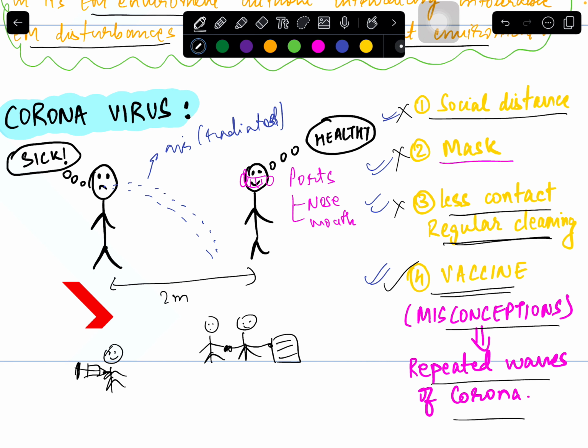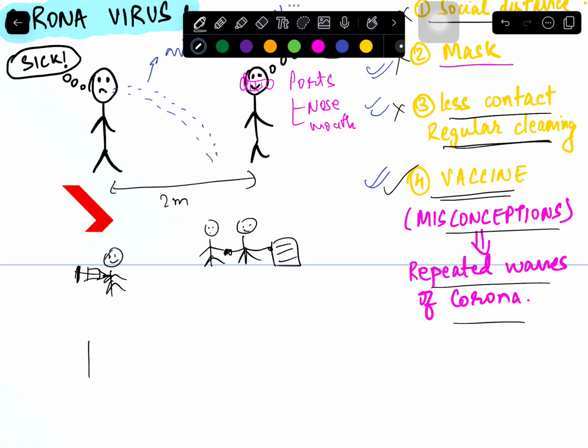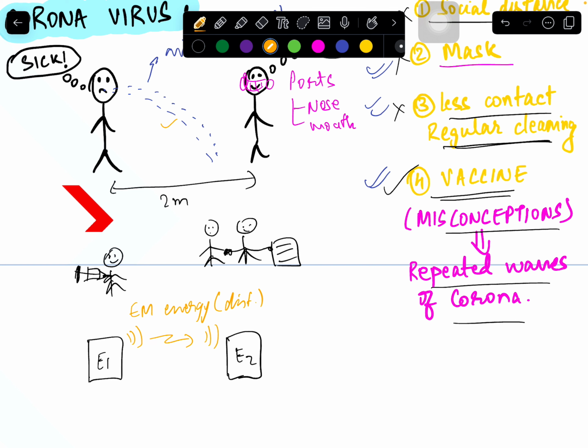Now let us relate to EMC. So this is one equipment. Instead of persons, you can assume they are equipments, equipment E1 and equipment E2. Now equipment E1 is radiating. So as this person is radiating the coronavirus through the air, equipment also radiates electromagnetic energy. And that is basically the disturbance which we are talking about here. And it goes and disturbs equipment E2. So this is through the air where it is traveling.